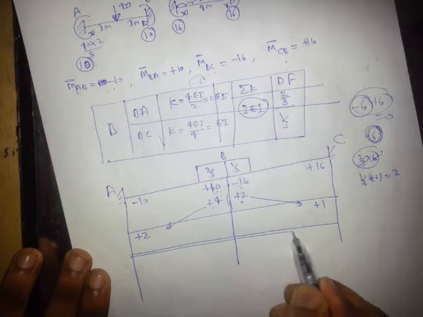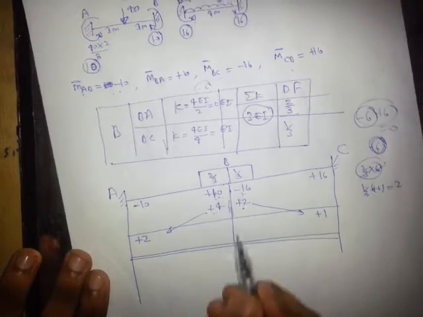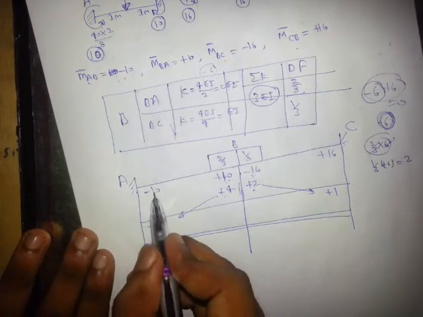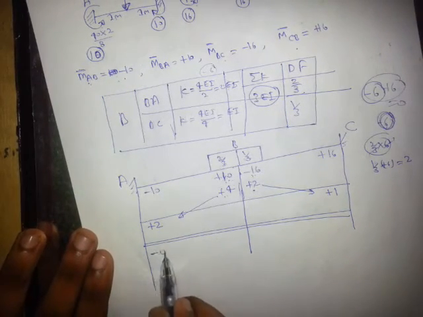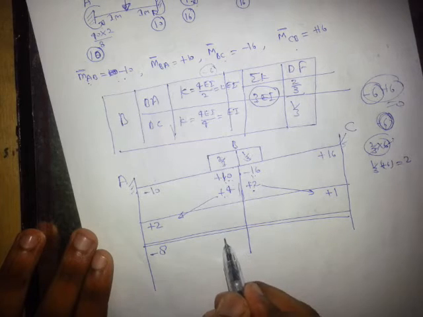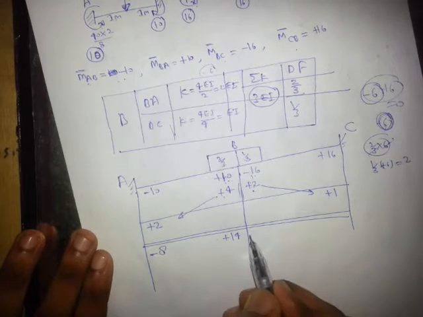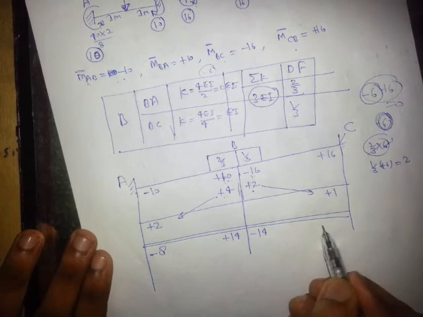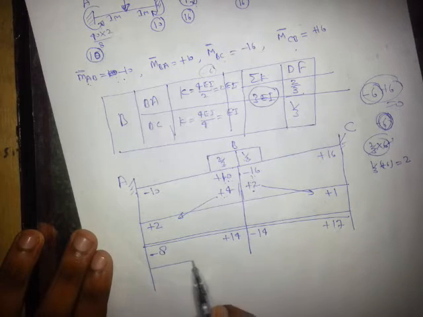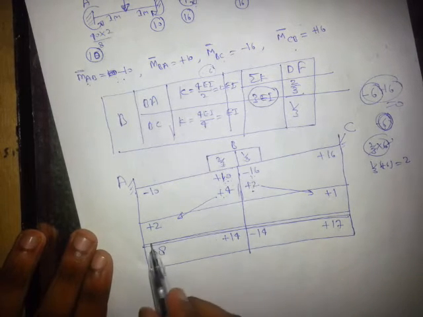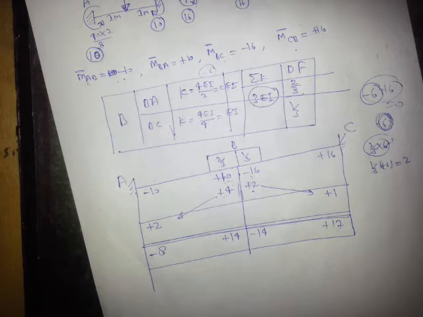Now we can add all the moments of this row, this row, this row, this row. So this will be minus 10 plus 2, it will be minus 8. 10 plus 4, this is 14, this is minus 14, and this is 17. So this is the fixed end moment. These are the values of fixed end moment for this diagram.